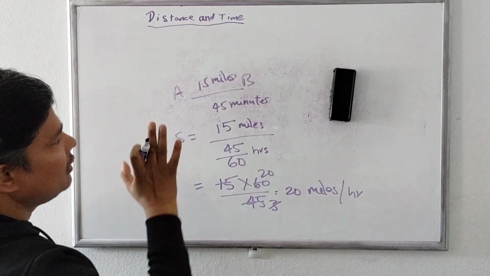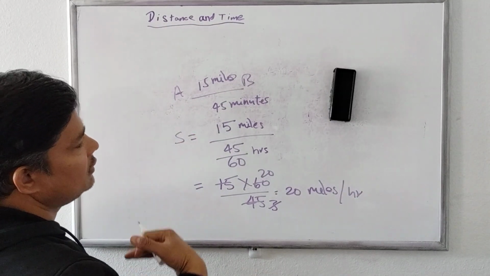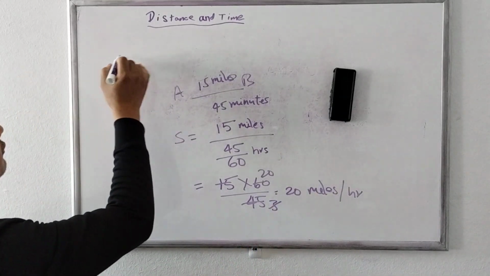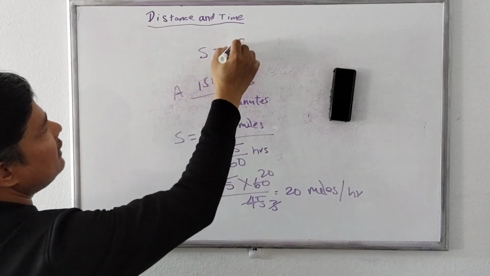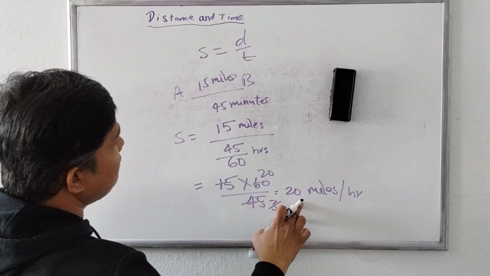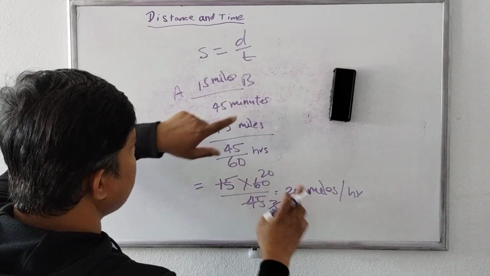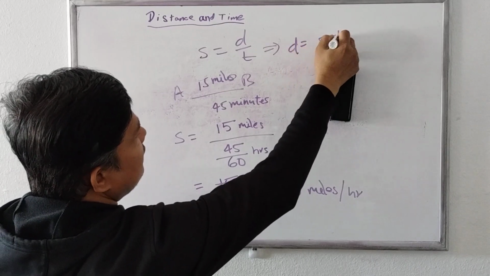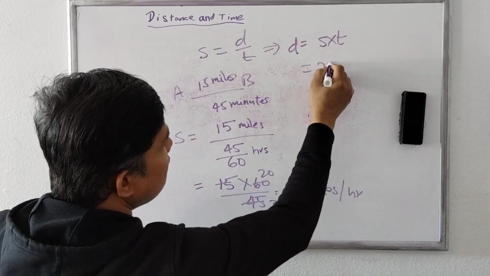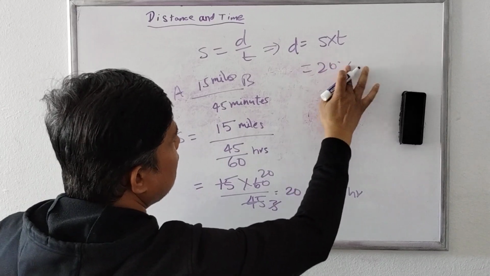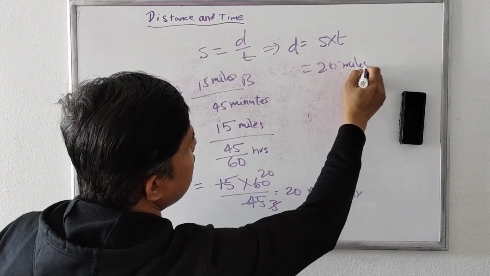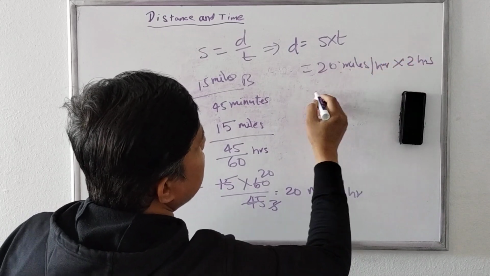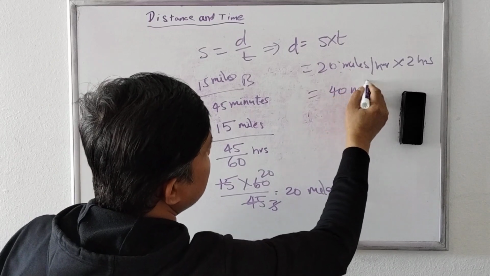Now I'm asking you how many miles you will go if your speed is 20 miles per hour. So it's simple. What was the formula here? Speed was distance divided by time. You have speed 20 miles per hour and time is 2 hours. So you can find from here D equal to S times T. So S is 20 miles per hour and then 2 hours. That will give me 40 miles.